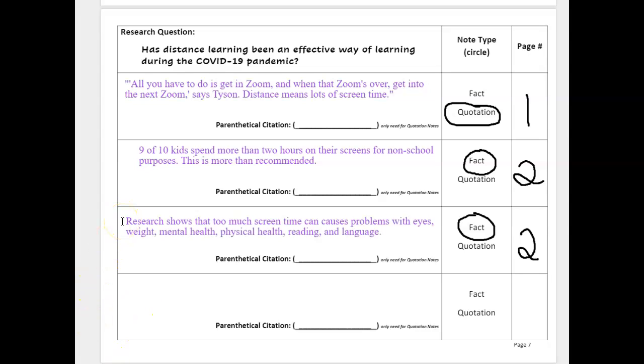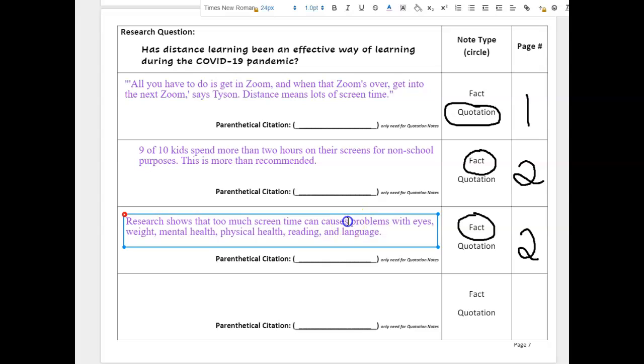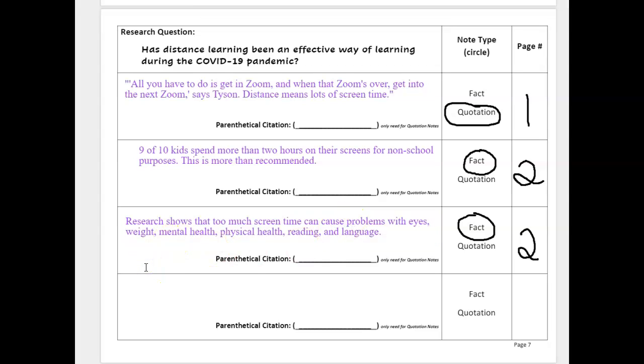Here is my finished paraphrase. Research shows that too much screen time can cause problems with eyes, weight, mental health, physical health, reading, and language. I basically took the 2 sentences and condensed them down to 1. So facts, we put them in our own words. This is the end of video number 5. Copy this information in and then move on to the final video, number 6.